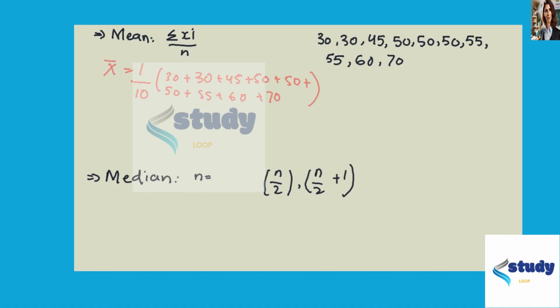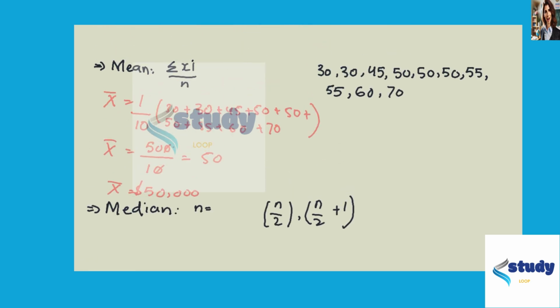By adding these numbers, we get 500 by 10. So let's cancel these zeros, we get 50. So it means that the mean equals $50,000. Next is the median.